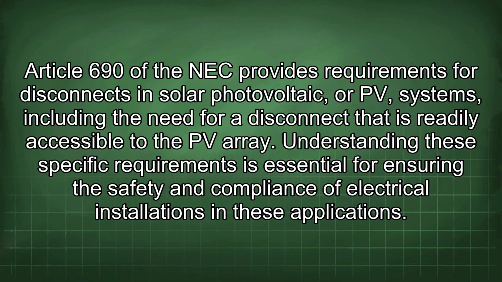Article 690 of the NEC provides requirements for disconnects in solar photovoltaic, or PV, systems, including the need for a disconnect that is readily accessible to the PV array. Understanding these specific requirements is essential for ensuring the safety and compliance of electrical installations in these applications.